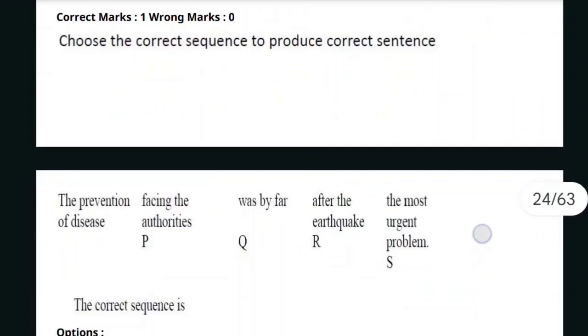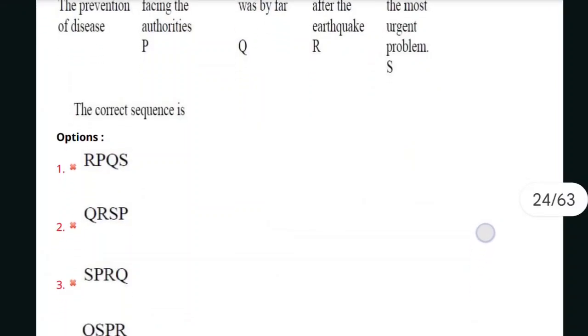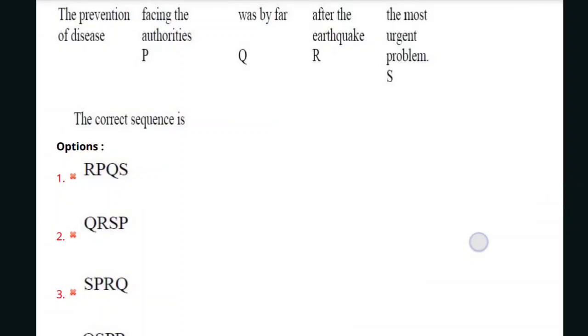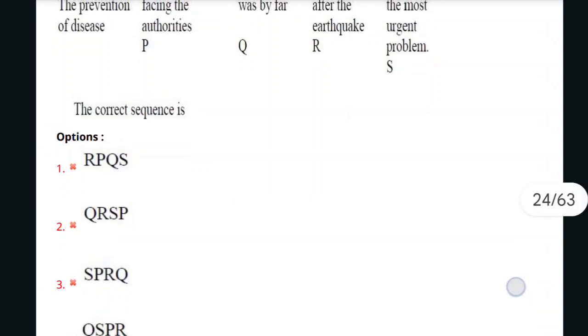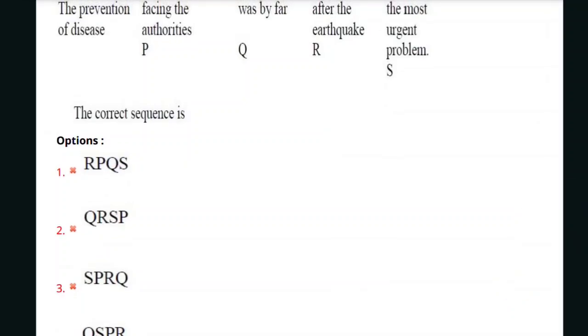The question is again on the correct sequence of the sentences. Here they gave us jumbled sentences and 4 options. We need to find the answer. The prevention of disease, was by far after the earthquake, the most urgent problem facing the authorities. Here they gave us 4 options: RPQS, QRSP, SPRQ and QSPR. So the correct answer here is QSPR.